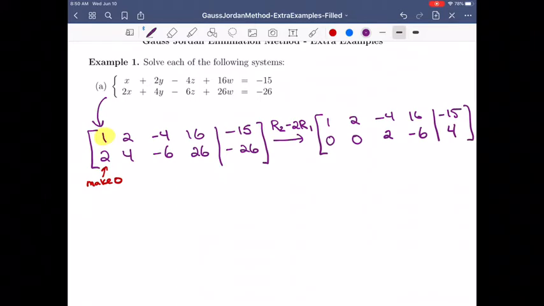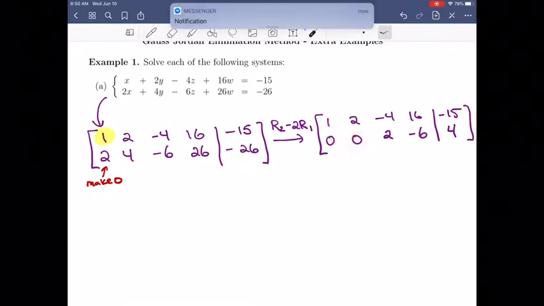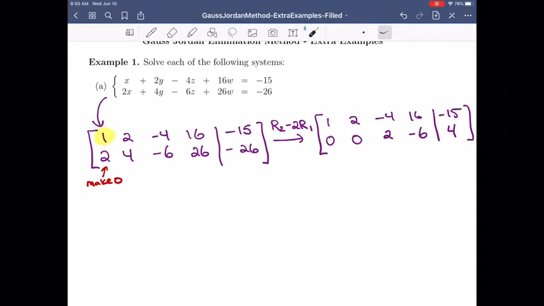I'm done pivoting around this entry, so I move down 1, over 1. This is where I want to try and pivot. It's a 0 though, so I can't pivot there. I'm supposed to look down, but there's nothing below. So what I do is I move over further. That means that this one is my new pivot.